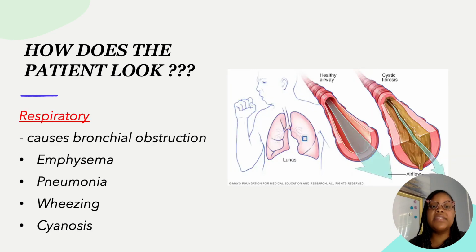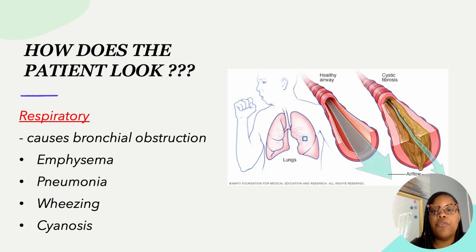With cystic fibrosis, it affects many body organs. So what we're going to do in today's lesson is break it up into systems. First we're going to start with respiratory. In these patients, cystic fibrosis causes bronchial obstruction. So let's look at the demonstration we have over here.